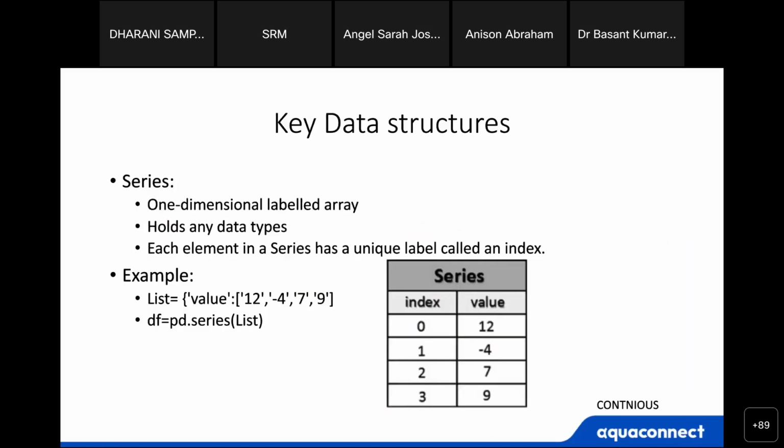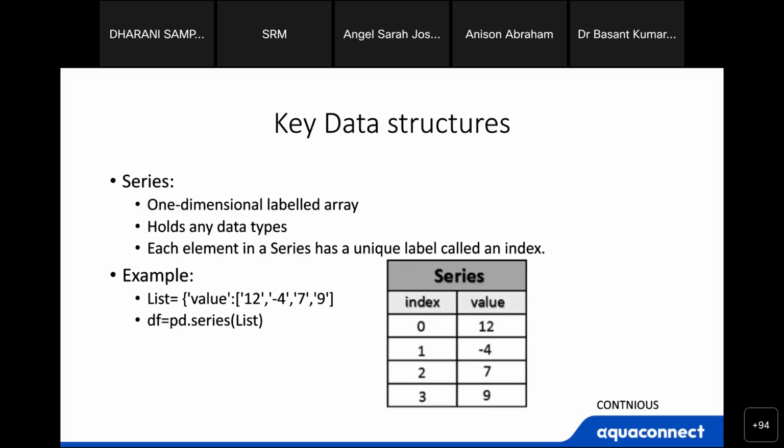Key data structures. Series are one-dimensional labeled arrays in pandas. It's capable of holding any data types like integer, float, strings, etc. Each element in the series has a unique label. All the values are indexed with labels, like index labels.